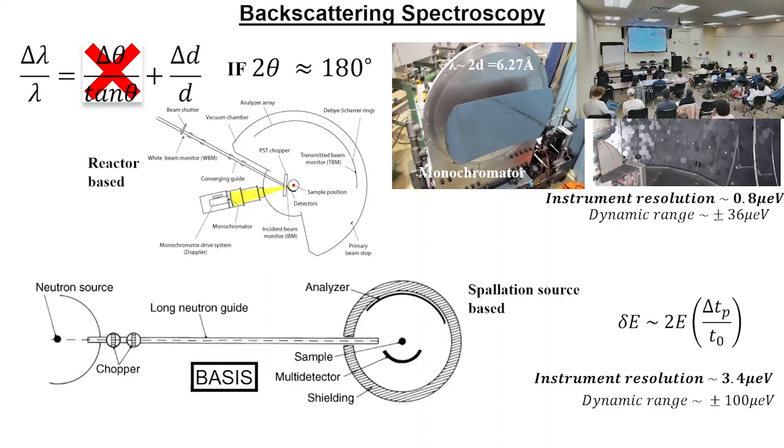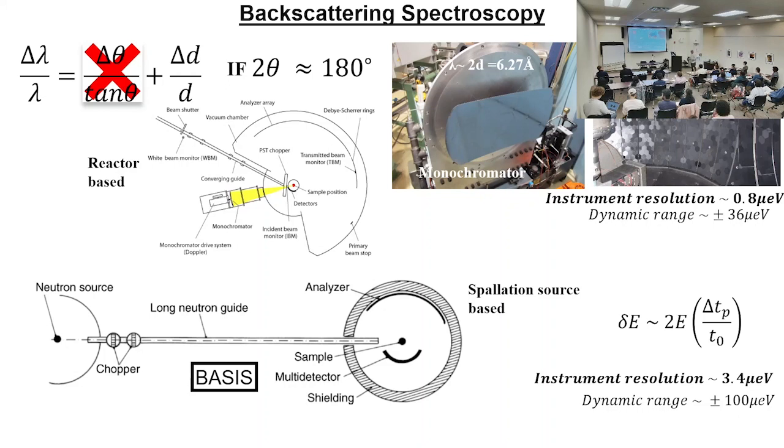There are 2 important components for this spectrometer. The monochromator is made of silicon 111 crystals, and by using this we get a single neutron wavelength of 6.27 angstrom. Then we also have large arrays of analyzers. We use the same silicon 111 crystals there. By doing this, we achieve an instrument resolution of 0.8 micro eV. If you convert it to time, it will be about a few nanoseconds. This is the slow side that the instrument can resolve. Then the dynamic range is plus minus 36 micro eV.